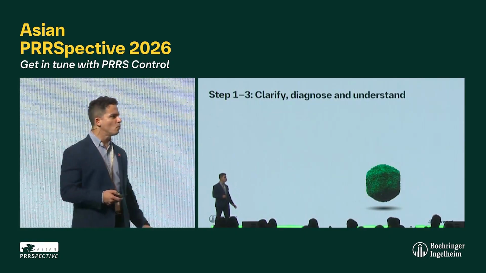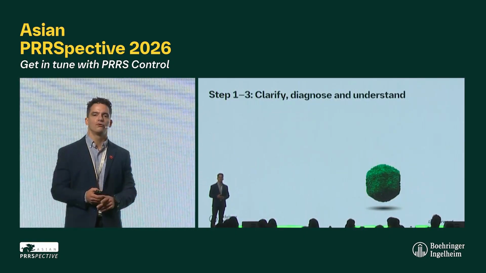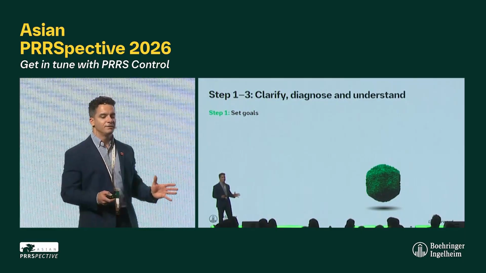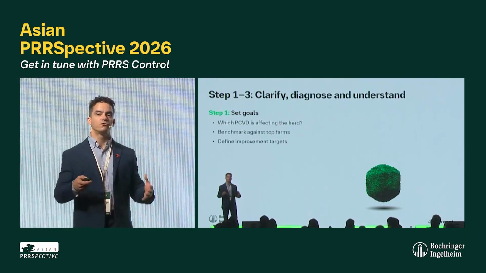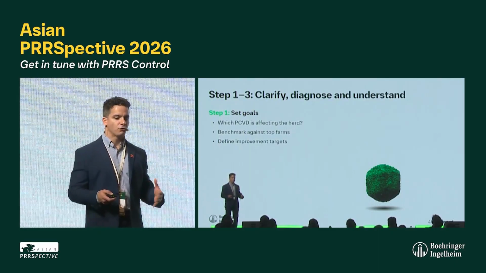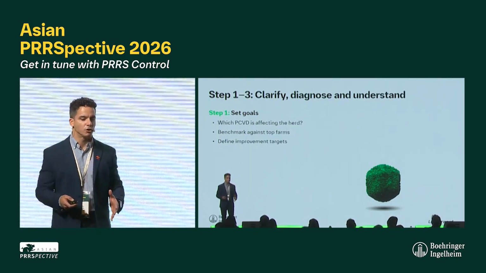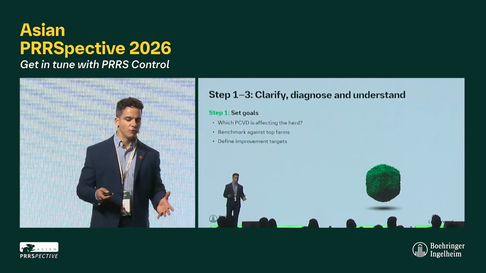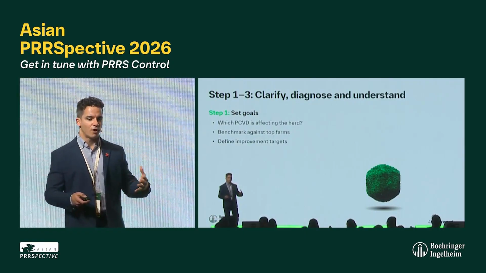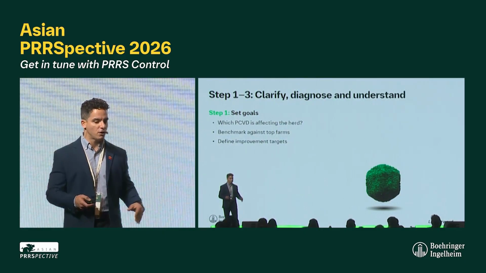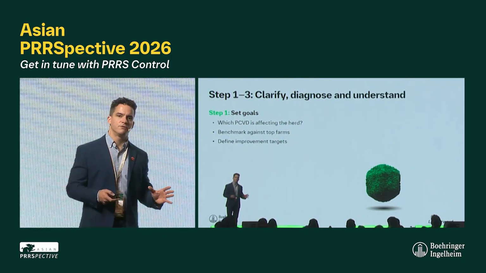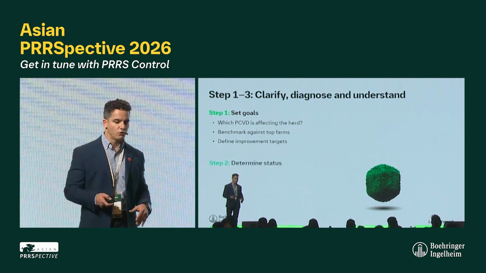So in steps 1 to 3, what we're going to do is especially clarify, diagnose, and understand what's going on in terms of the virus. Is it truly a concern or not? So in step 1, we're going to set our goals. Which PCVD are we going to investigate? Are we trying to do a benchmark across farms within our system? Or are there specific targets that we're trying to improve?